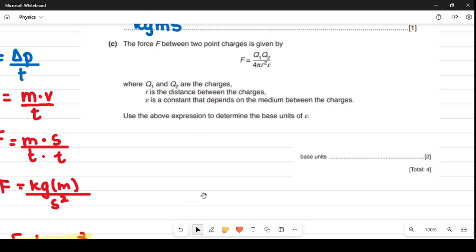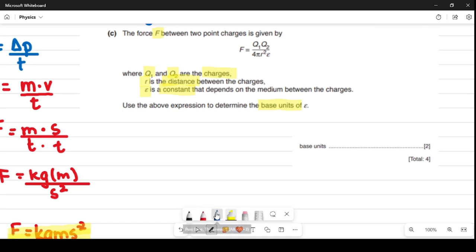Okay. So the next question says, the force F between 2 point charges is given by this formula. This is our force, where Q1 and Q2 are the charges. Right. This has been noted. R is the distance. Please focus on these terms. Please read the question carefully. No silly mistakes, you all. R is the distance between the charges, and E is the constant that depends on the medium between the charges. E is a constant. Use the above expression to determine the base units of E.